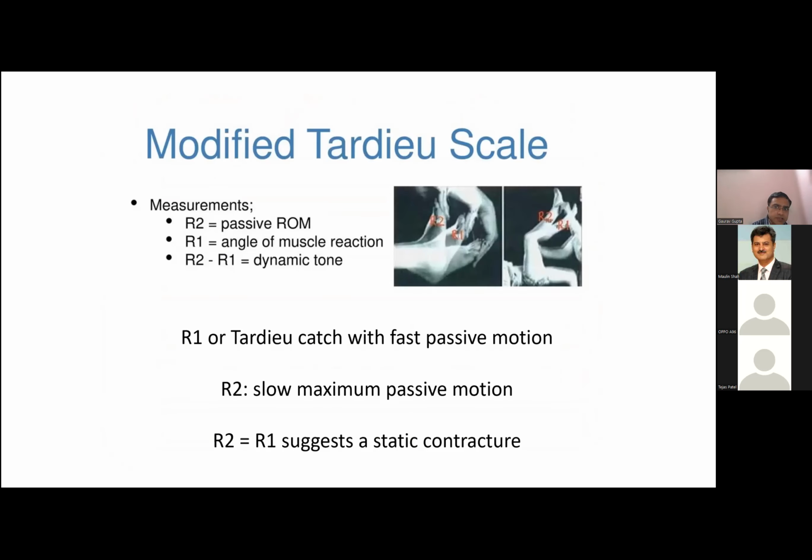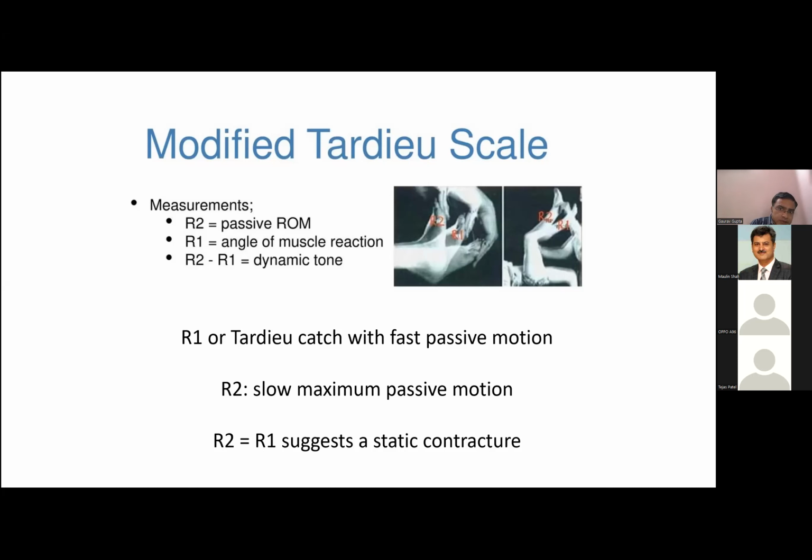Or there's another scale which is more practical, known as the modified Tardieu scale, where we try to move the joint initially in a fast passive motion, and at the first catch, we measure the angle. It is known as R1. Then we slowly move the joint further to the maximum passive motion, and that angle is known as R2. So R1 is measured initially in a fast motion, and R2 in a slow passive motion to range the joint maximally.